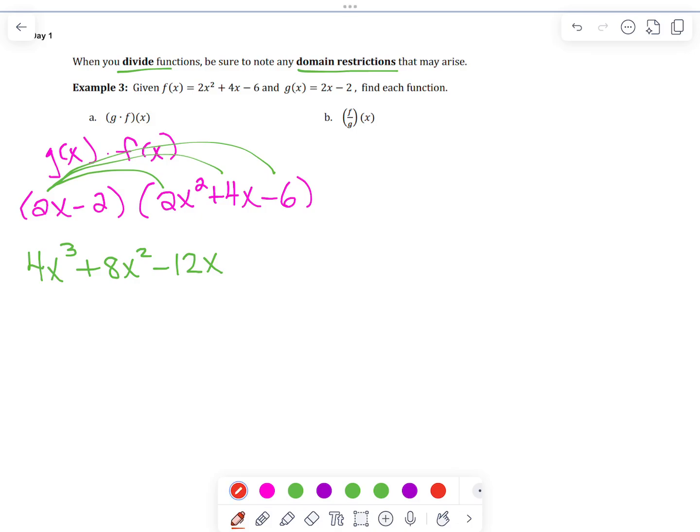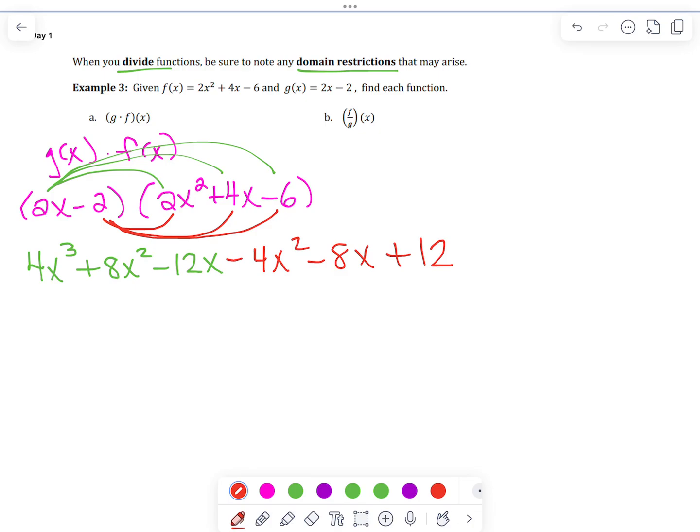Now we have to distribute the -2. So we get -2 times 2x squared is -4x squared. -2 times 4x, -8x. -2 times -6 is +12.